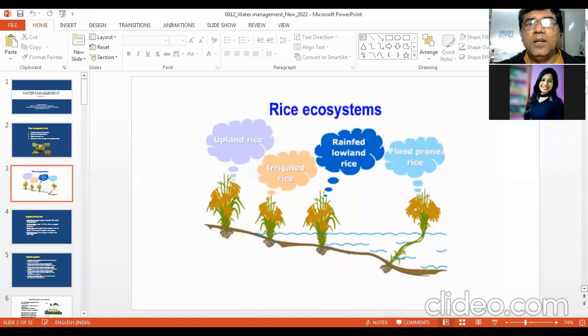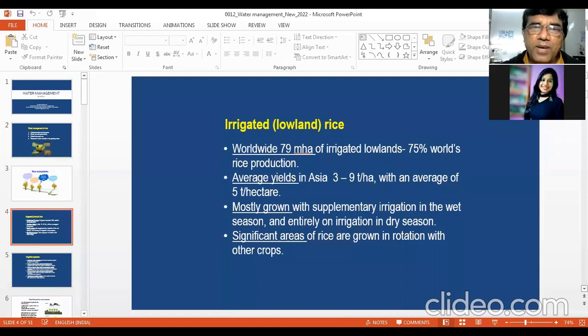First of all, see the rice environments or rice ecosystems. You have already seen them. Broadly, they are upland rice, irrigated rice, rainfed lowland rice, and flood-prone rice. Water management will vary according to the rice environment. The major emphasis is on irrigated lowland rice. If we see the data in the world, it is about 79 million hectares of irrigated lowlands. That is 75% of the world's rice production coming from irrigated lowlands, or you can say irrigated rice.